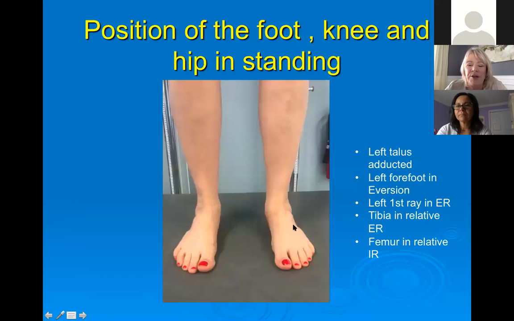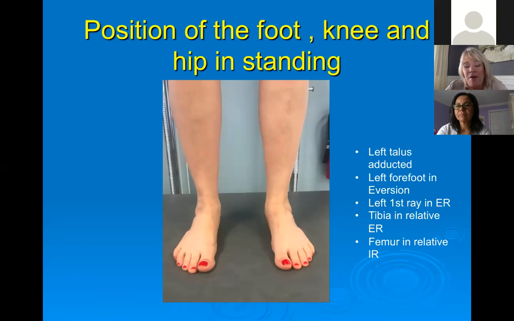So what's going on in the feet here? If you look at this picture, the left talus, can you see that it sits a little bit adducted in relation to the tibia? And that the left forefoot kind of sits into eversion. This person was asked to stand with their feet parallel, and that's about as comfortable as they can get. The first ray, being navicular, first cuneiform, and first metatarsal, basically sits into external rotation, so it lacks internal rotation, which is what we need for push-off, for supination. And the femur, you don't see it here, but the femur is also in relative internal rotation.